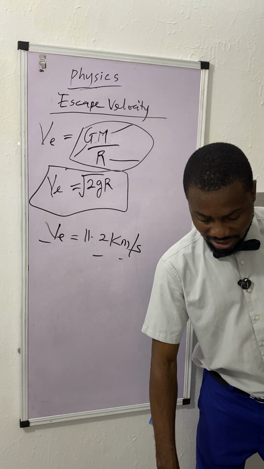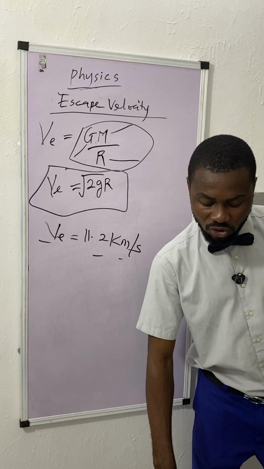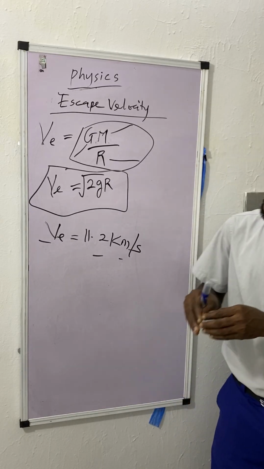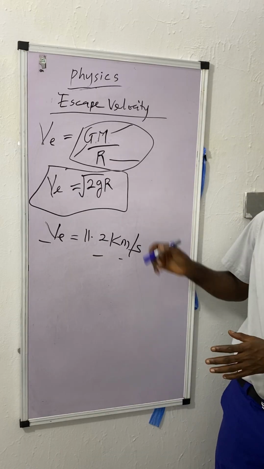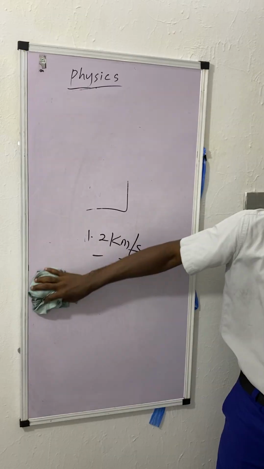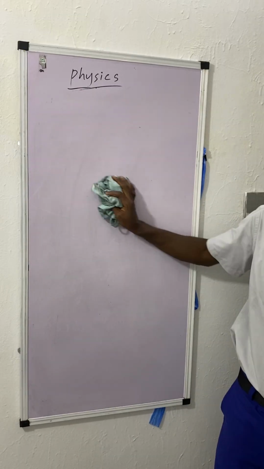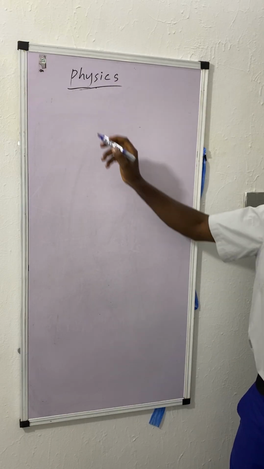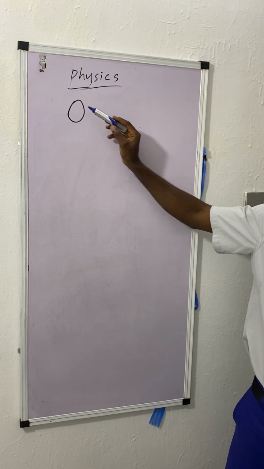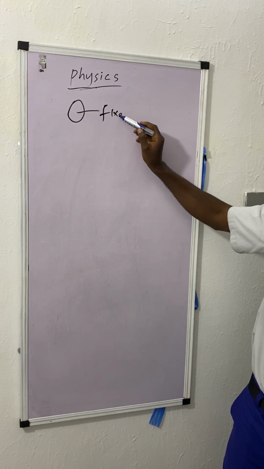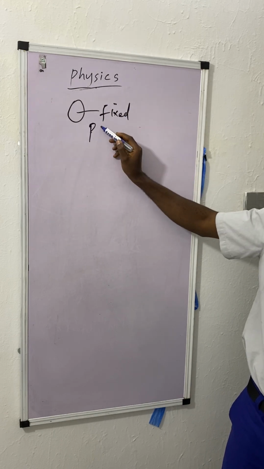What is parking orbit and weightlessness? A satellite orbit is the particular position of a satellite. Let me quickly clean this. Let's understand parking orbit. It is the position where a satellite remains fixed relative to the Earth's surface. You have a satellite close to the Earth's surface. That point where this satellite remains fixed is the parking orbit.